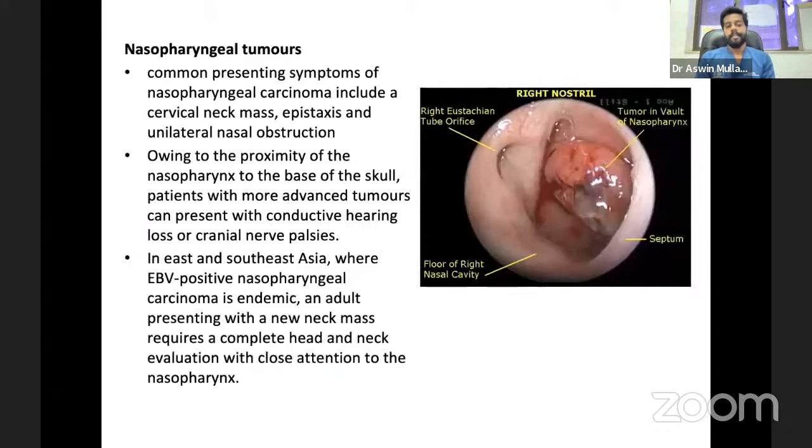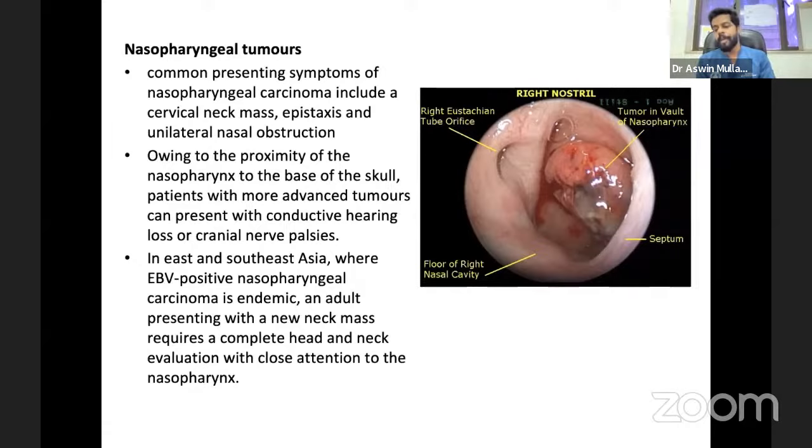Then again, nasopharyngeal tumors. Mostly nasopharyngeal tumors clinically present as a neck mass, or in some cases in the anterior nasal cavity, it can happen like epistaxis, unilateral nasal obstruction, these kinds of symptoms. So mostly in our OPD or clinical scenarios, patients will be coming to us with the presenting complaint of a neck node or neck mass.